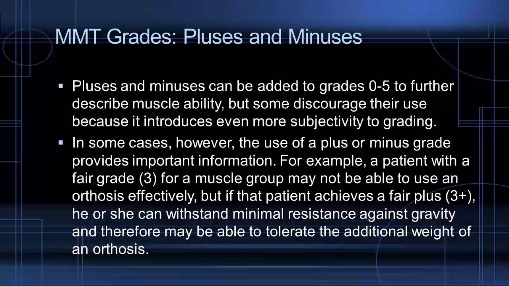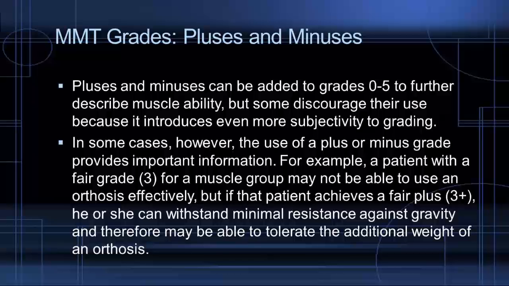For example, the example given here, a patient with a fair grade of a 3 might not be able to use an orthosis effectively, but the patient that has a fair plus, so they can withstand a little resistance against gravity, might be able to tolerate the additional weight of an orthosis. But if they can't withstand any kind of resistance besides gravity, then they might not be able to use that orthosis effectively. So it's a fine line, but functionally it really makes a big difference.